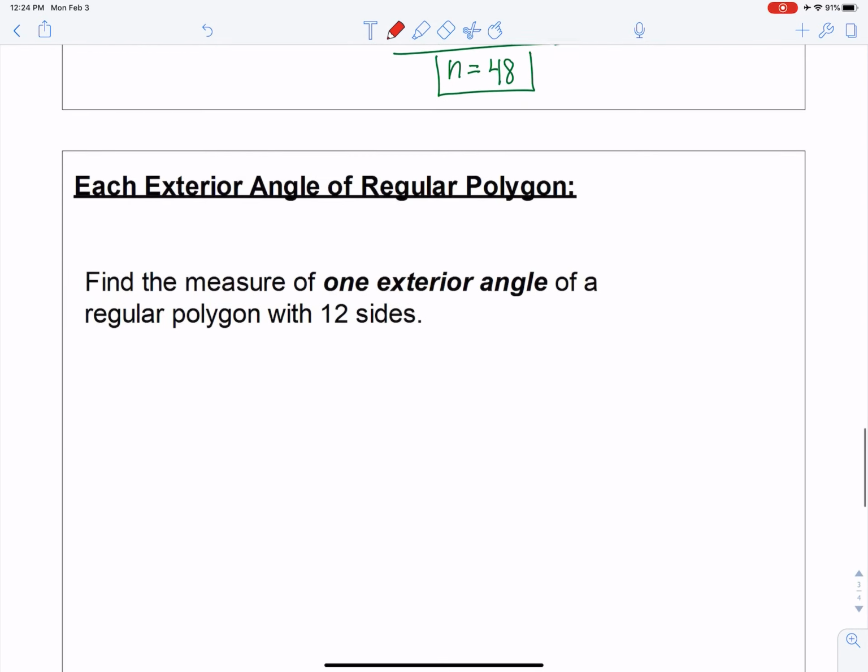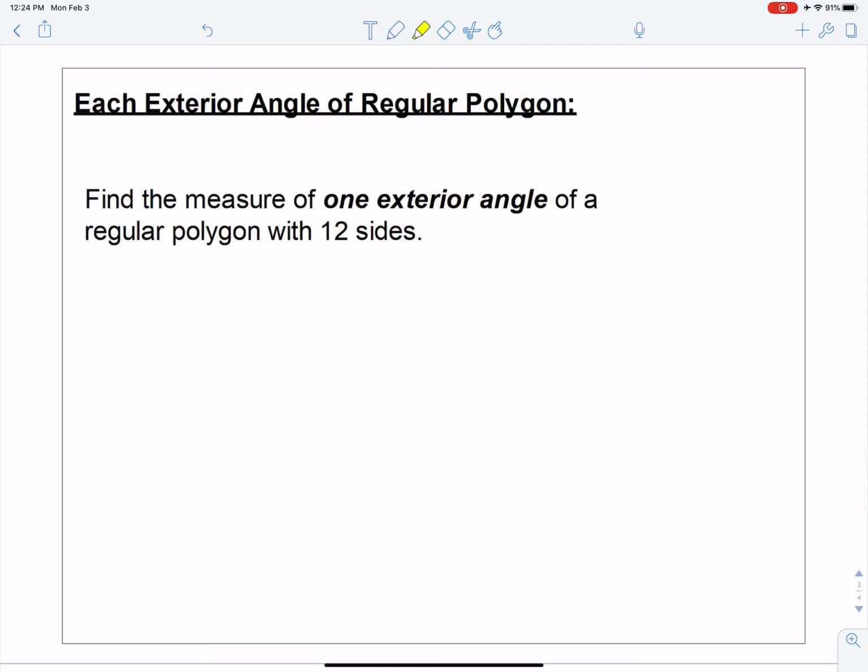Okay, the last one we're going to work is each exterior angle, again, of a regular polygon. So remember that the sum is equal to 360 for the exterior. So this just wants one exterior angle, so we're going to take the sum, which is 360 degrees, and divide by the number of sides. So I'm going to divide by 12. So 360 divided by 12 is 30. So each exterior angle for a polygon with 12 sides would be 30 degrees.